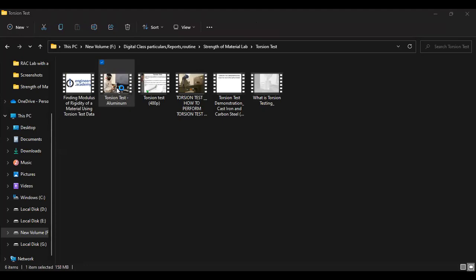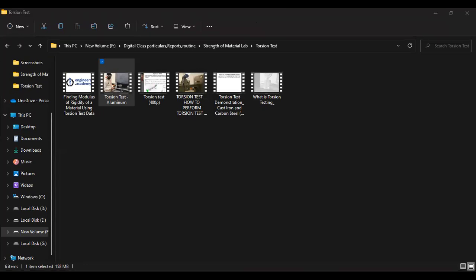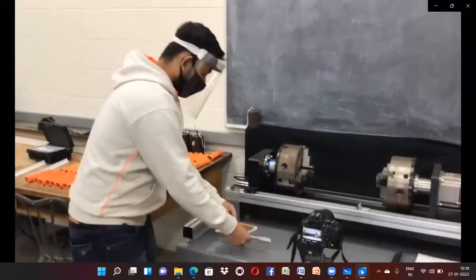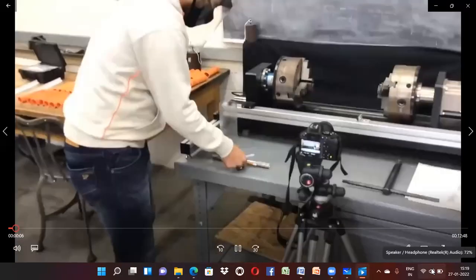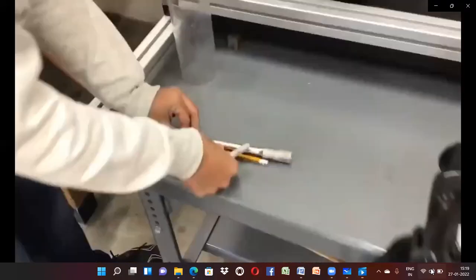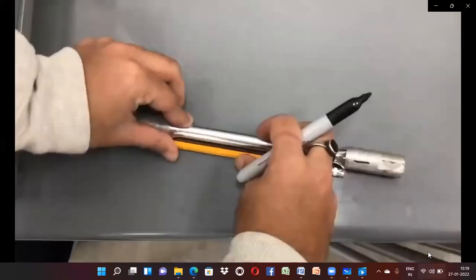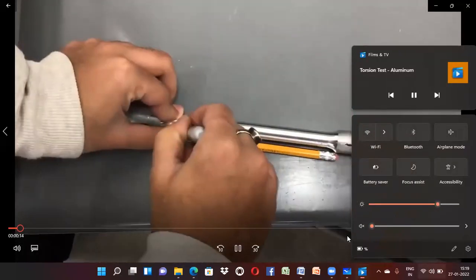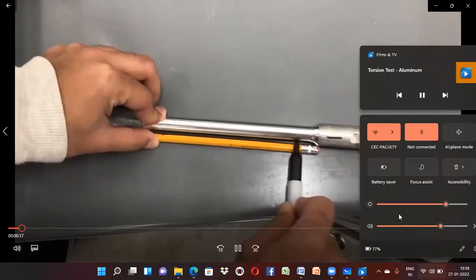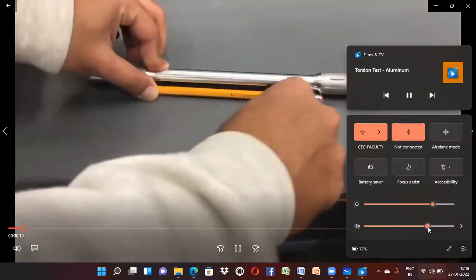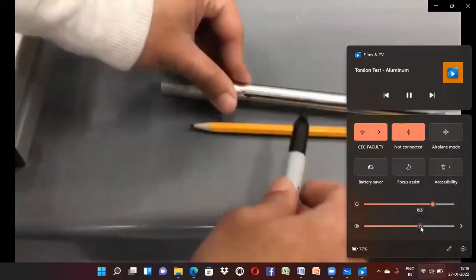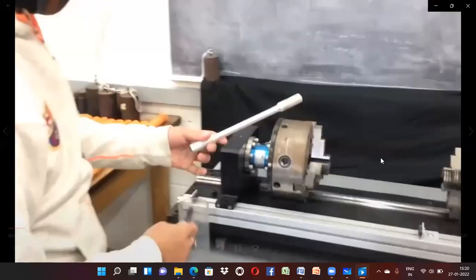All right, so here's Dave. And he's going to demonstrate the aluminum torsion test, or perhaps the pencil torsion test. What's he doing here? He's using the pencil as a straight edge, and he's drawing this handy black line with the Sharpie on the torsion specimen. And you can see here again, it's the same specimen, a dog bone with the flats milled onto the ends.